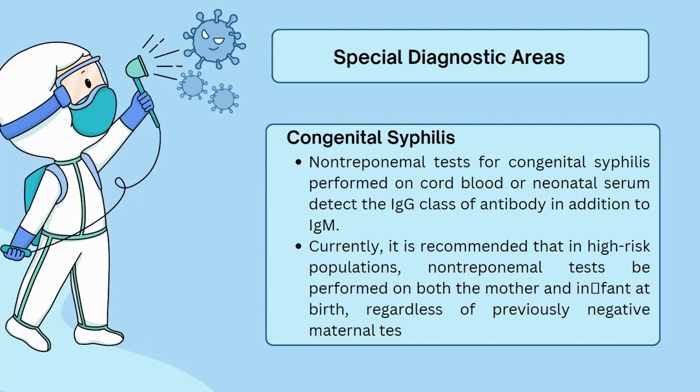Currently, it is recommended that in high-risk populations, non-treponemal tests be performed on both the mother and infant at birth, regardless of previously negative maternal tests. Because symptoms are not always present at birth, if congenital syphilis is suspected because of maternal history, tests should be repeated on infant serum within a few weeks. If infection is present in the infant, the titer will remain the same or will increase. The Western blot test is recommended to confirm the congenital syphilis.